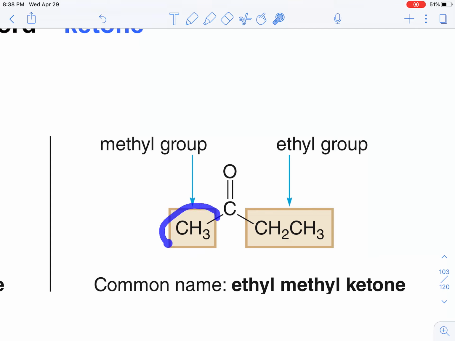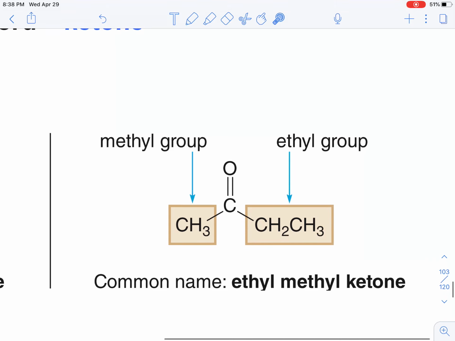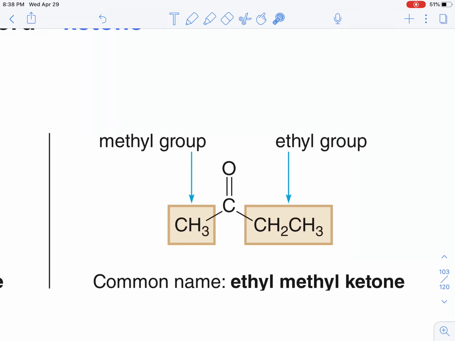And so once you have identified the carbon chain, you are just going to organize the name alphabetically. Notice that E goes before M, so it's going to be ethyl, methyl. And then to communicate to the reader that it's a ketone, you're literally just going to say ketone. This naming follows very similar to that of ethers, like methyl ethyl ether. Here in this case, it's ethyl methyl ketone.